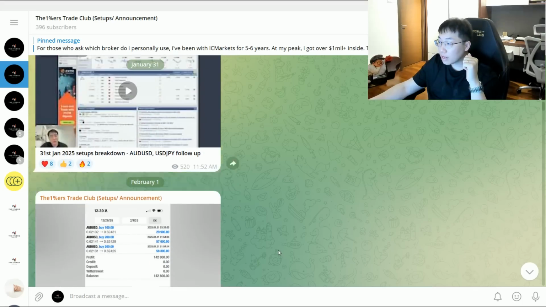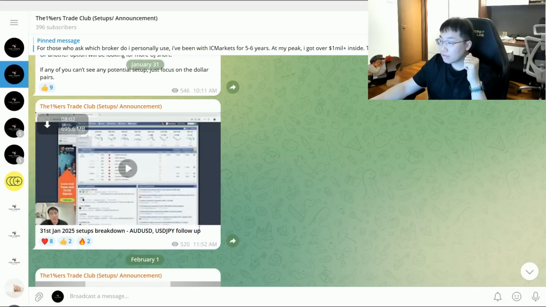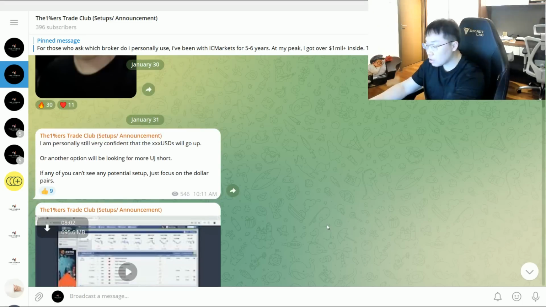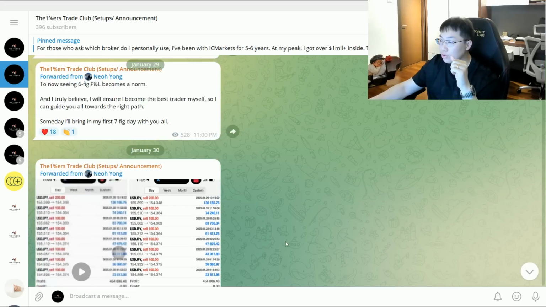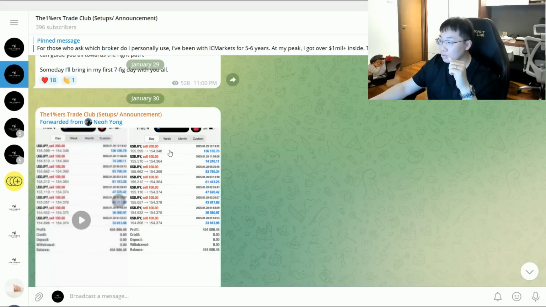Let me see if I can track it. Yeah, I see dollar yen follow up. It was a long time ago. We've been talking about dollar yen short here, dollar yen short. I've been shorting dollar yen as well.